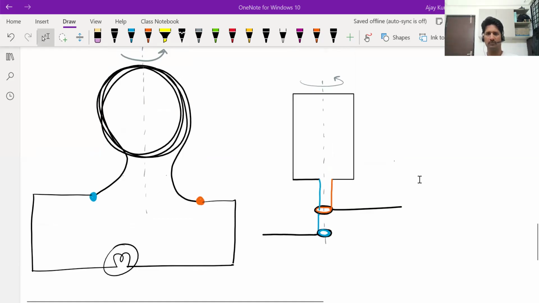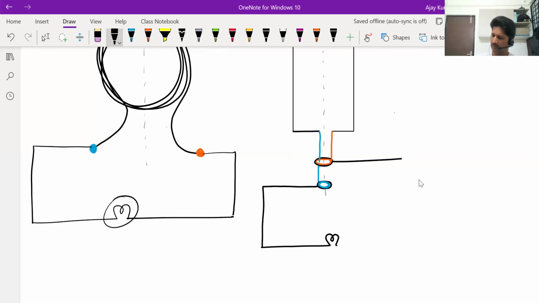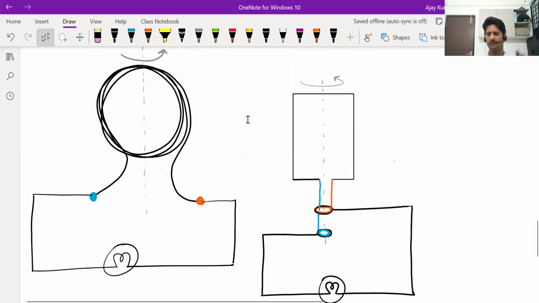Sometimes they use carbon brushes also. Carbon is a conductor. So they make the wire touch the slip ring through carbon brushes, such that there are more points of contact. And then this can be connected to the circuit, bulb or whatever load you want to supply current to. Fine. So that is what happens in an AC generator.